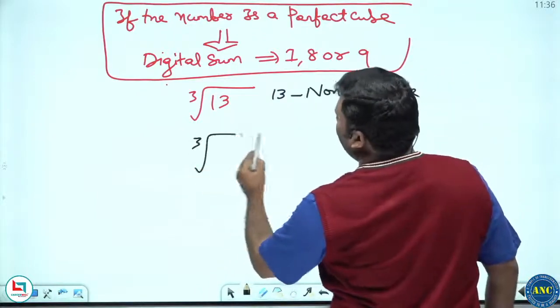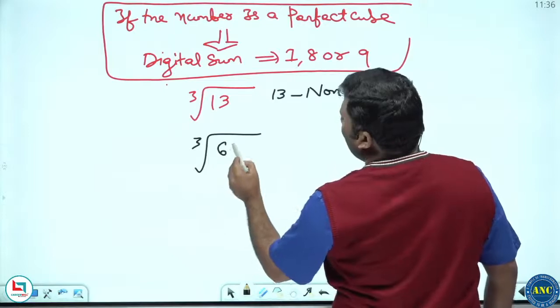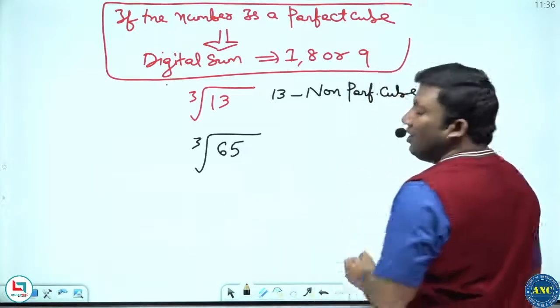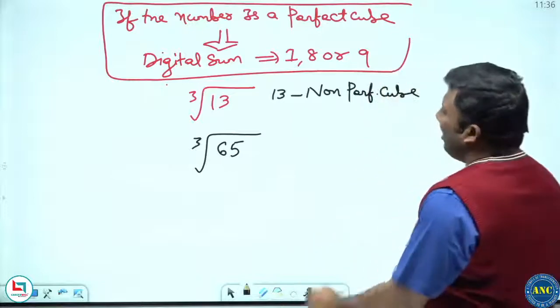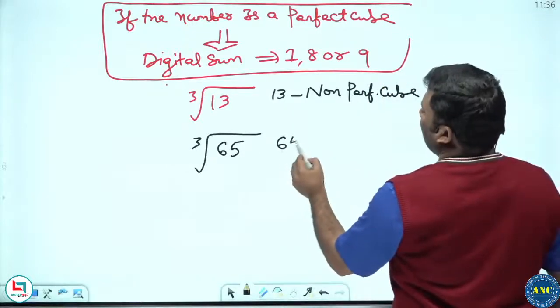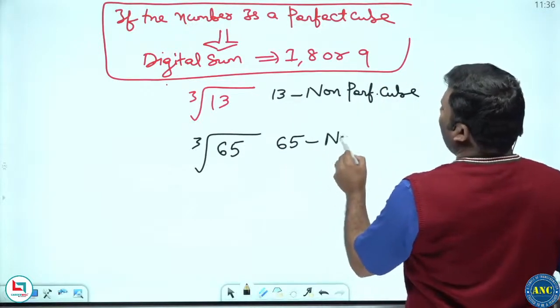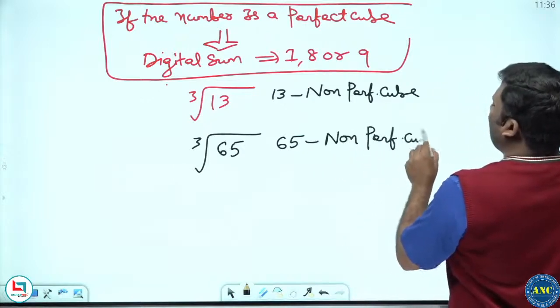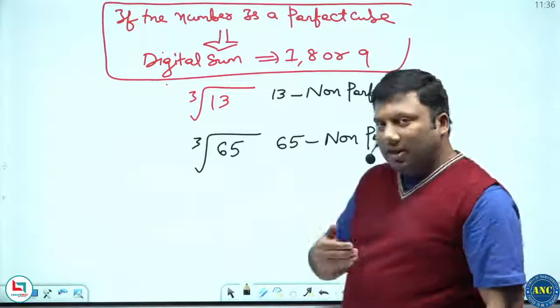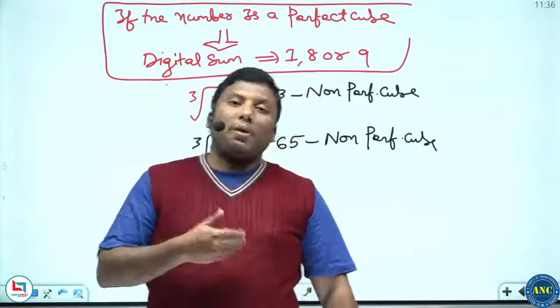For example, cube root of 65. What is the digital sum of 65? 6 plus 5, 11. The digital sum of 11 is nothing but 2. So 65 is a non-perfect cube. How to find out the value for a perfect cube?